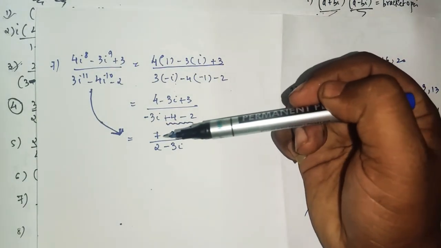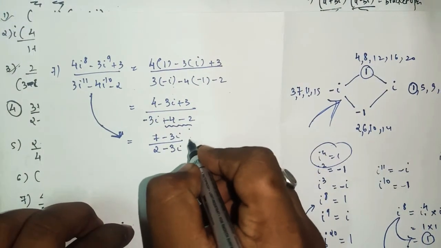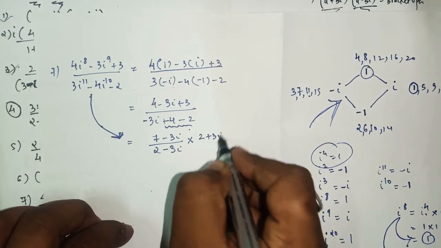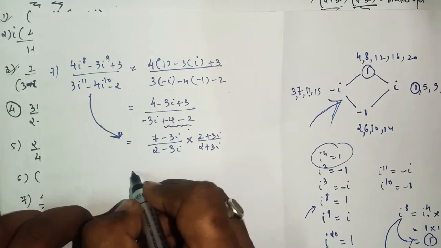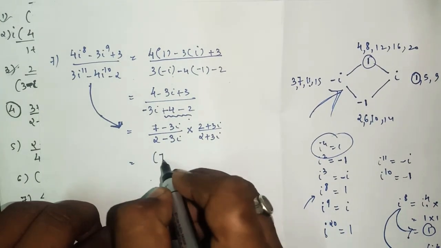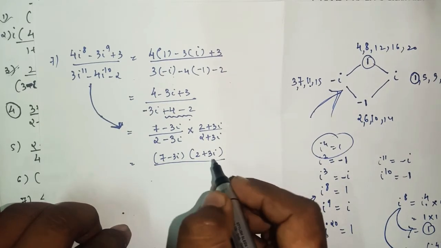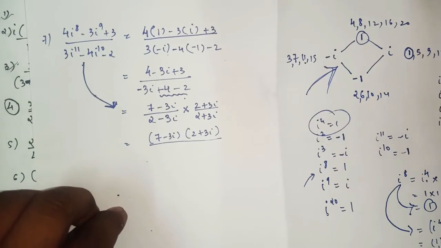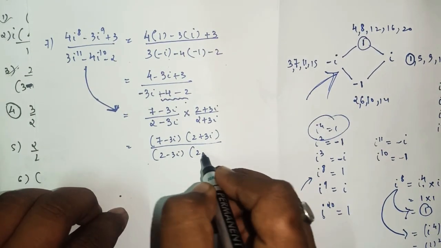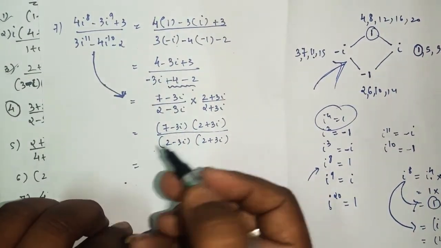And if you come across a plus bi format, there is only one method, that is rationalizing the denominator by conjugate property. So conjugate of this will be what? 2 plus 3i upon 2 plus 3i. Yes or no? Okay, then after that, we know that we have to multiply this part. 7 minus 3i times 2 plus 3i upon 2 minus 3i times 2 plus 3i. So here the terms are different, so bracket expand.